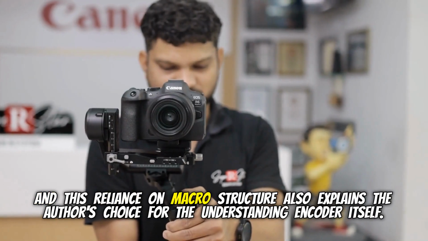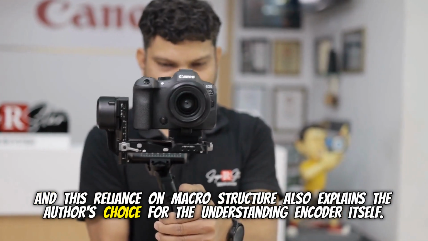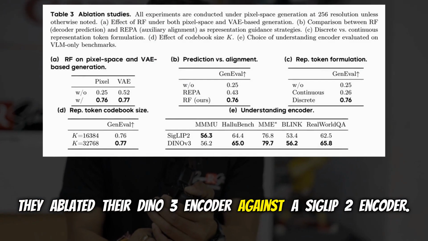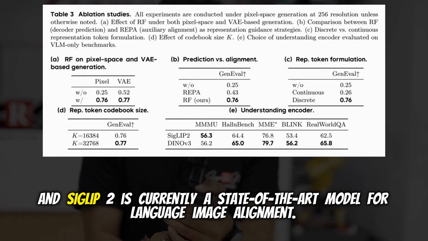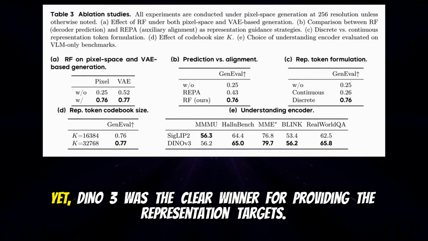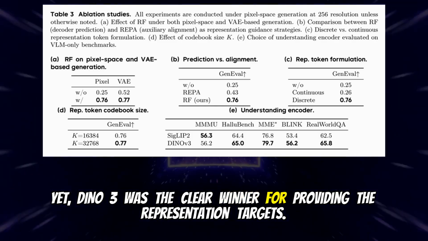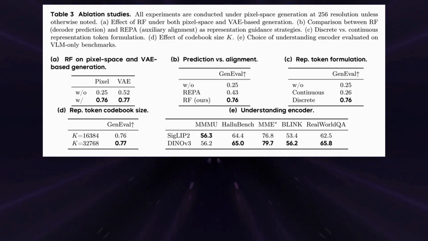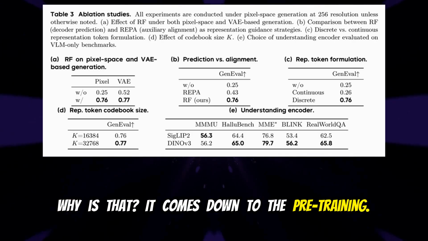And this reliance on macro structure also explains the authors' choice for the understanding encoder itself. They ablated their DINOv3 encoder against a SigLIP2 encoder. And SigLIP2 is currently a state-of-the-art model for language-image alignment. Yet DINOv3 was the clear winner for providing the representation targets. Why is that? It comes down to the pre-training.